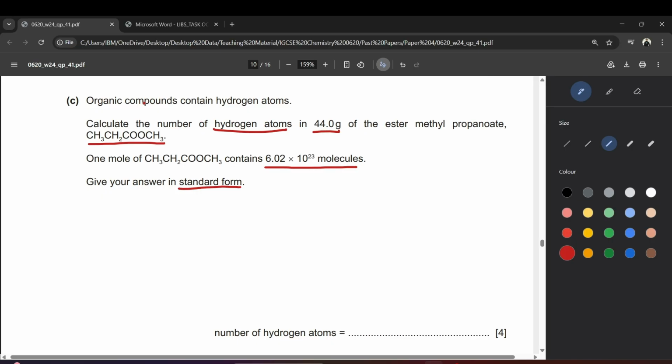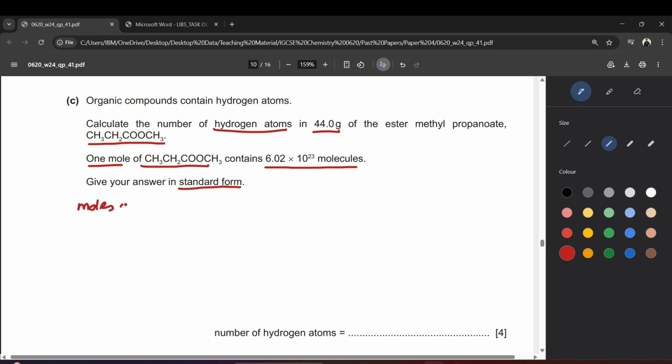So let's first understand what exactly is required. It says calculate the number of hydrogen atoms in 44 grams of the ester methyl propanoate. Now they've also given you that in 1 mole of this ester you have these many molecules. So that means that we need to first find out how many moles are there in 44 grams, so that we can use cross multiplication based on this given information.